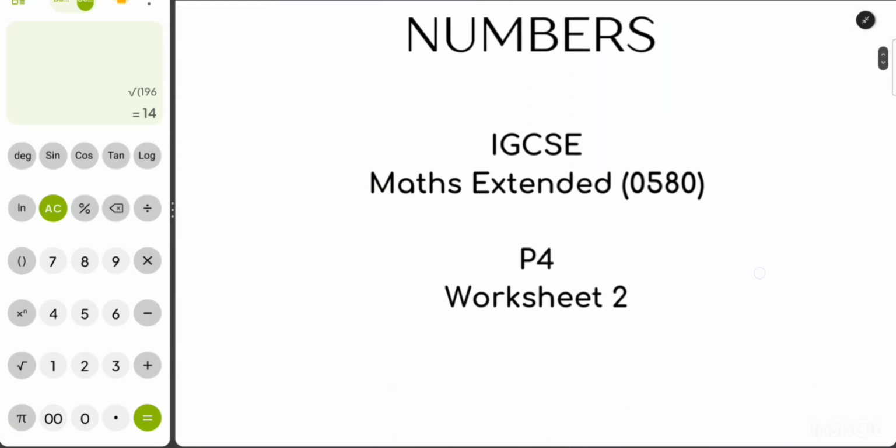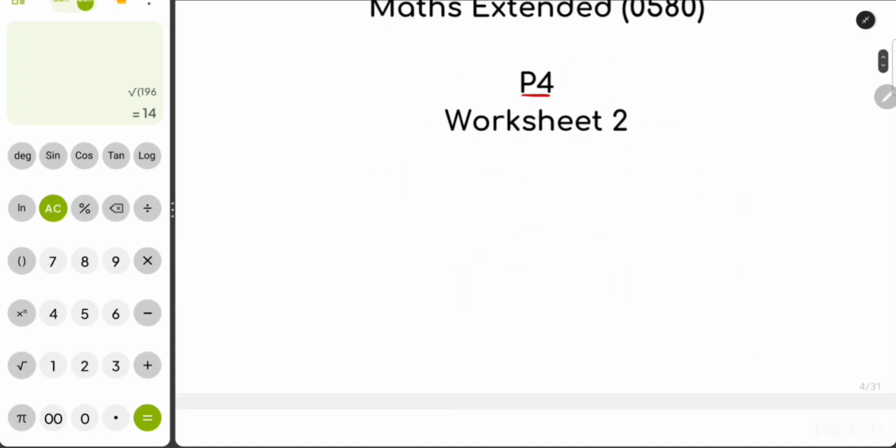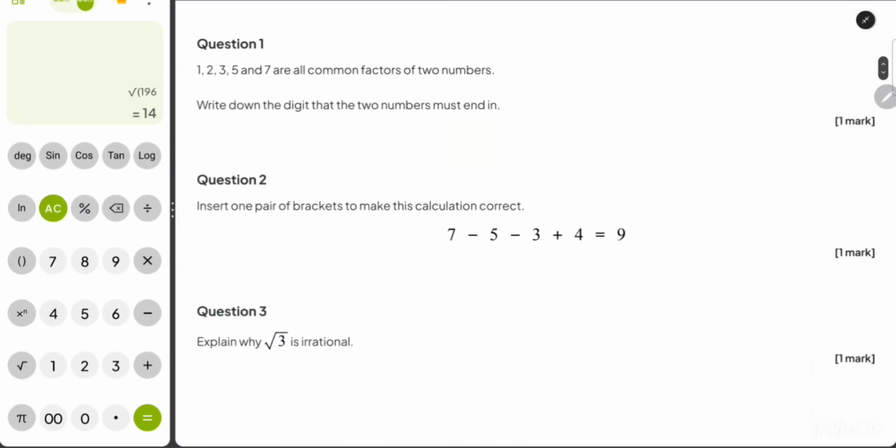Let's see the second worksheet now. Paper 4 style, that means with calculator. See the first question. 1, 2, 3, 5 and 7 are all common factors of two numbers. That means there might be some numbers which have these common factors, right? That means the two numbers which they are talking about have an HCF, and they are multiples of all these numbers, right? Because both numbers are multiples of 1 as well as 2, 3, 5 and 7.